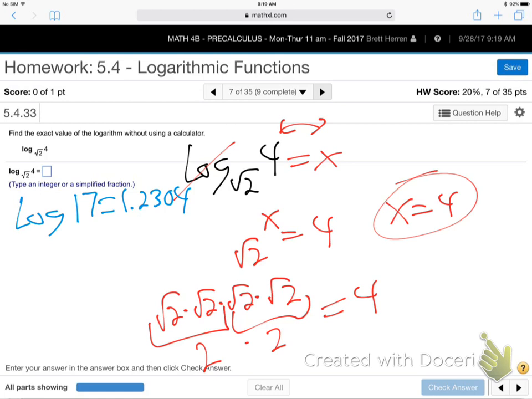Now, here's my question. What's the base? I don't see a base on that log. Every log has a base. There's no such thing as a log without a base. Remember I said the 3 parts are always there. There's always a base, there's always a plug-in, there's always an answer. I see the plug-in and the answer.